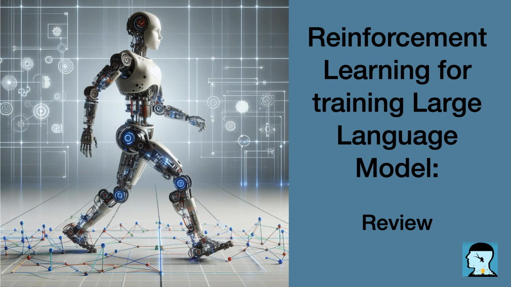By using reinforcement learning, language models can learn to make better decisions and generate more accurate and contextually appropriate text. It allows the models to learn from their mistakes and continuously improve over time. Overall, reinforcement learning plays a crucial role in training large language models by enabling them to learn from their interactions with the environment and optimize their performance based on rewards and penalties.